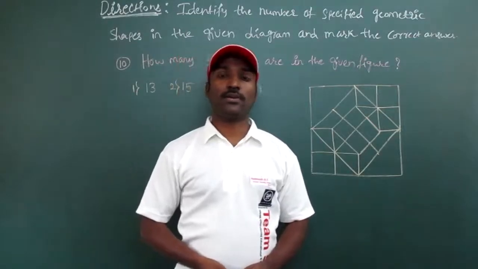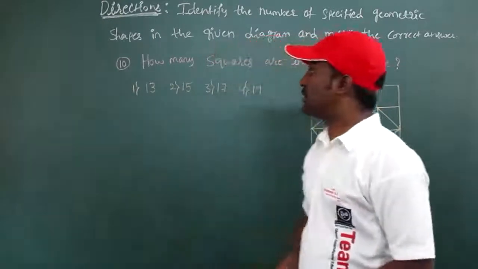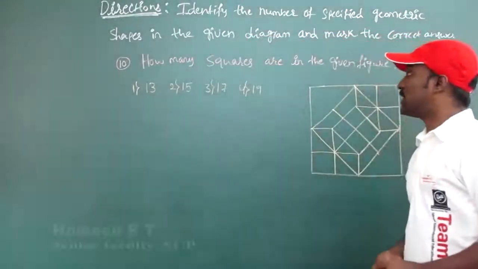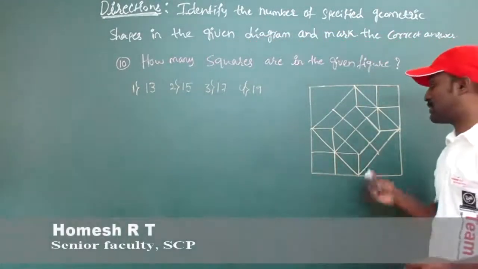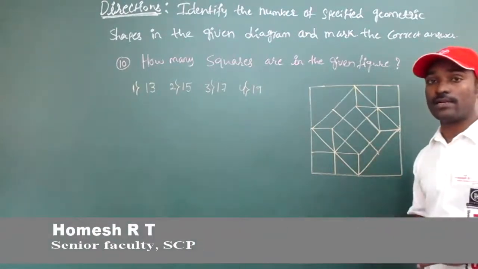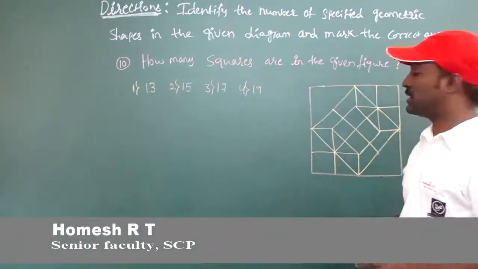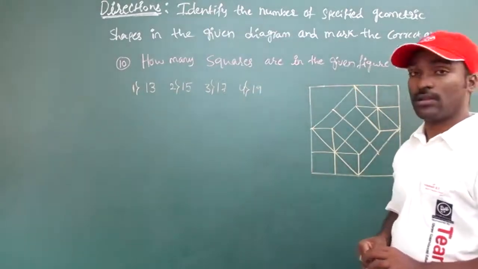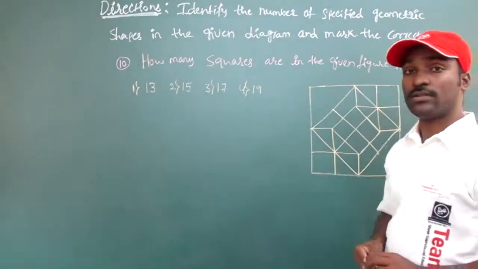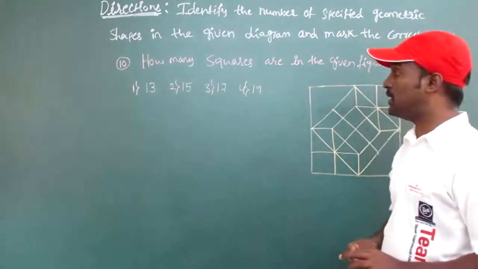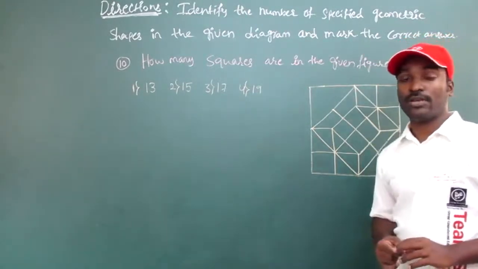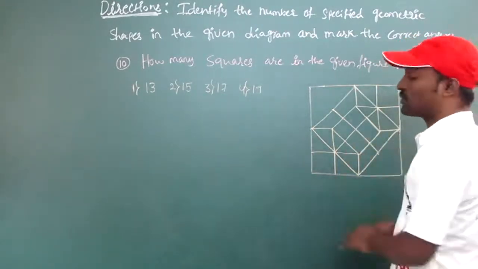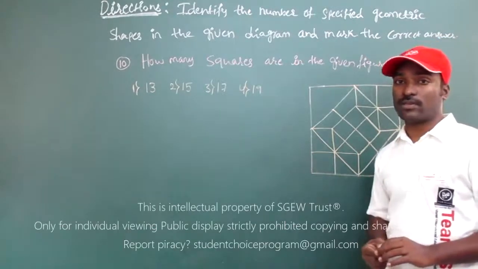Well friends, here is problem number 10. The question is, how many squares are in the given figure? So this is the given figure. We have to find the total number of squares present in this figure. And the options are 13, 15, 17 and 19. So we have to find the total number of squares present in the given figure.